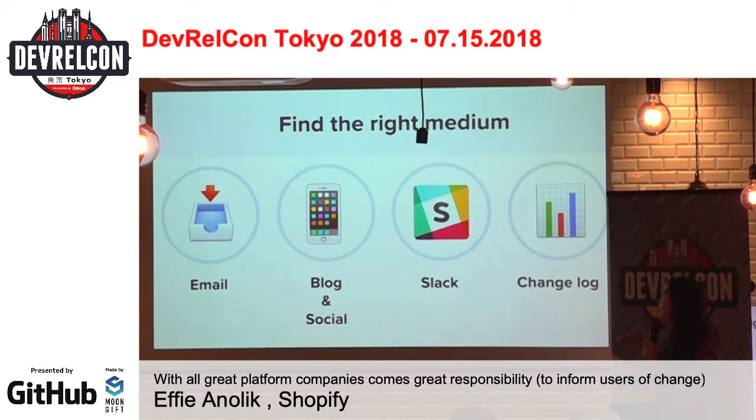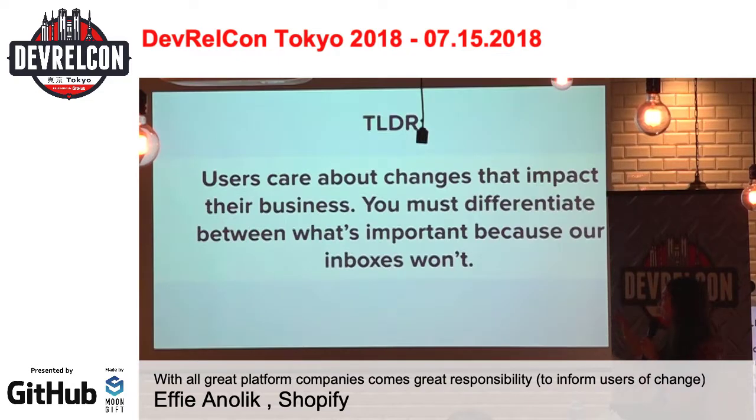So some options instead of email that we use now is we put it in our product, but that's because we have our partner dashboard that people need to log into to see their payouts. So we know that they're spending time there. Also Slack. If any of you have other options, please let me know. So users care about changes that impact their business. You must differentiate between what's important because our inboxes won't. Thank you.